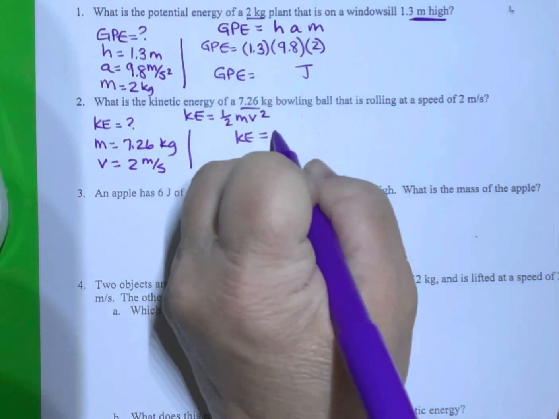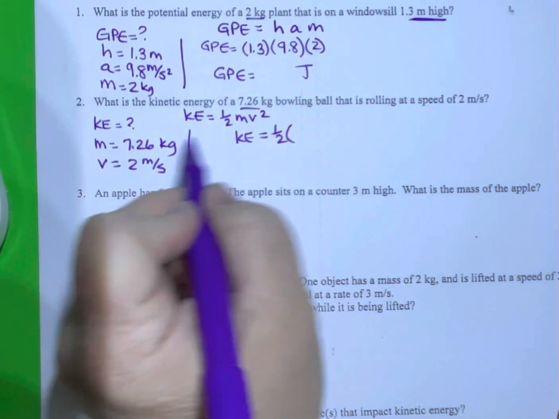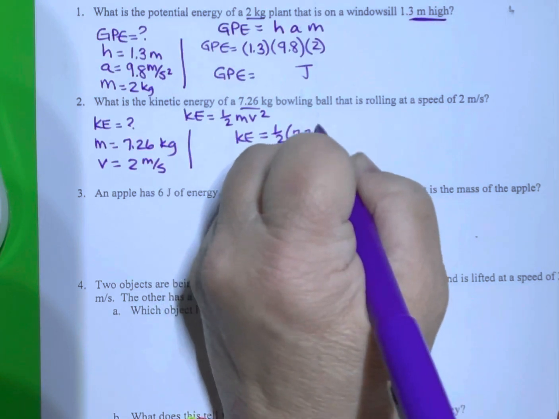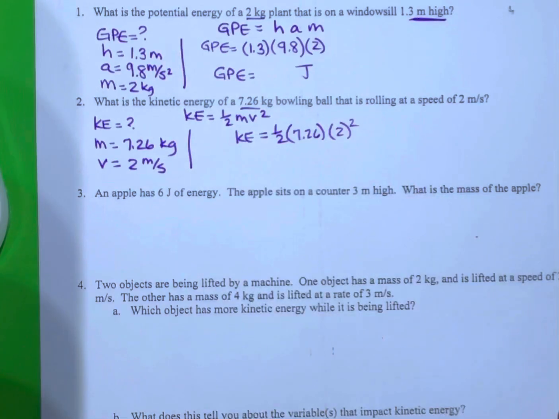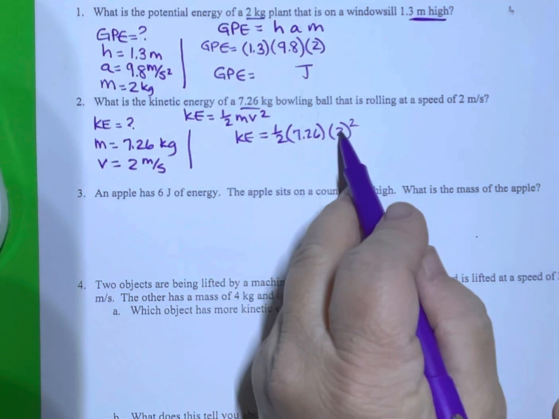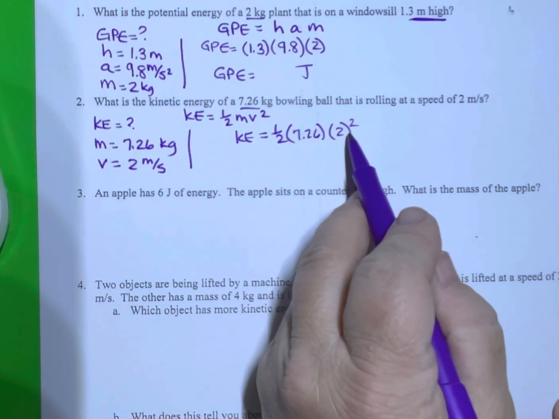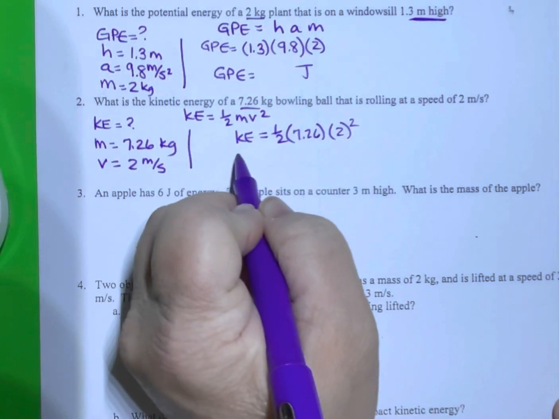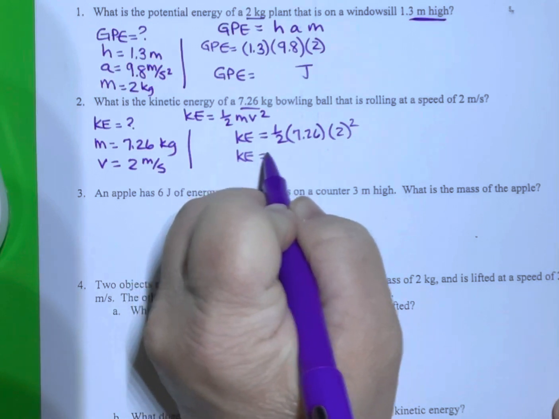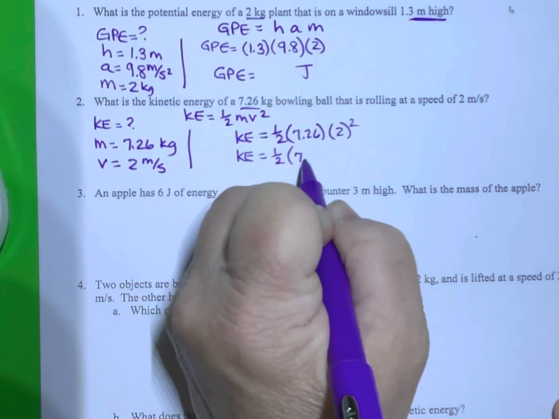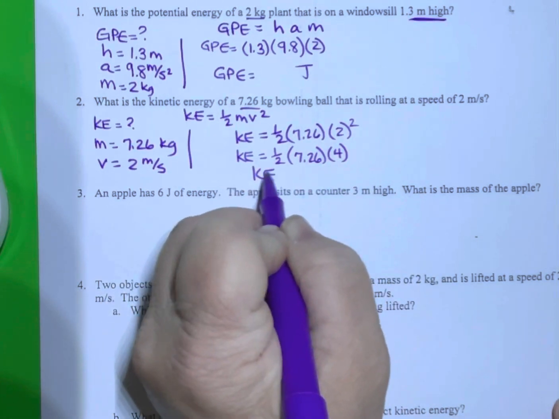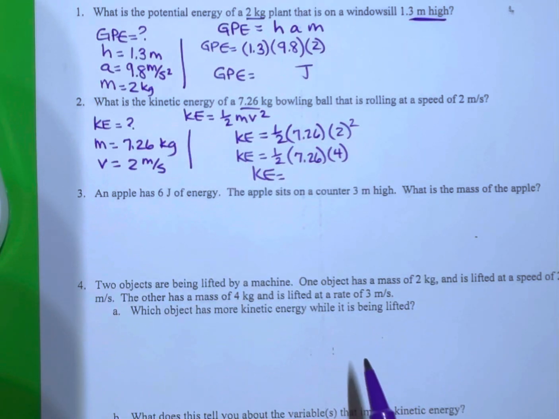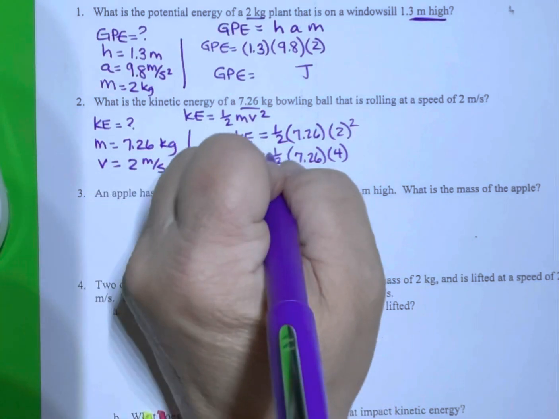Kinetic energy is equal to 1/2 times the mass, which is 7.26, times the velocity, which is 2, and that has to be squared. 2 squared, or 2 times 2, is what? 4, right? So you would say kinetic energy is equal to 1/2 times 7.26 times 4. Kinetic energy is equal to, and then you have to multiply all those numbers together.